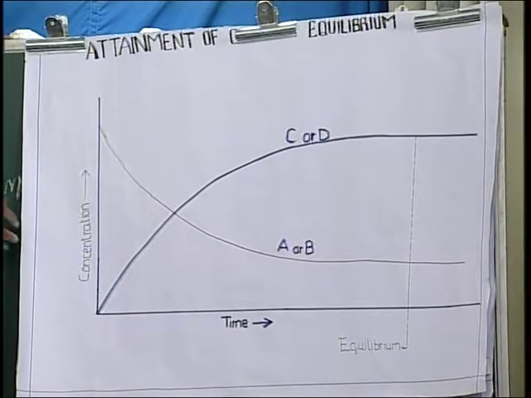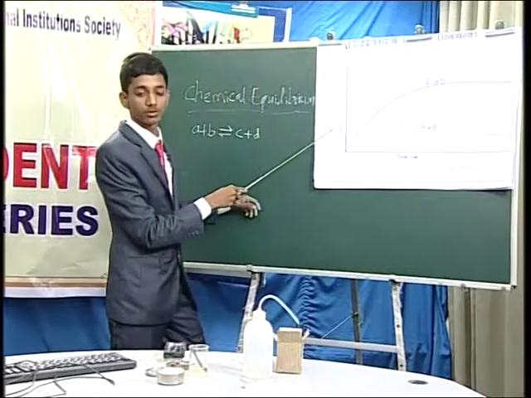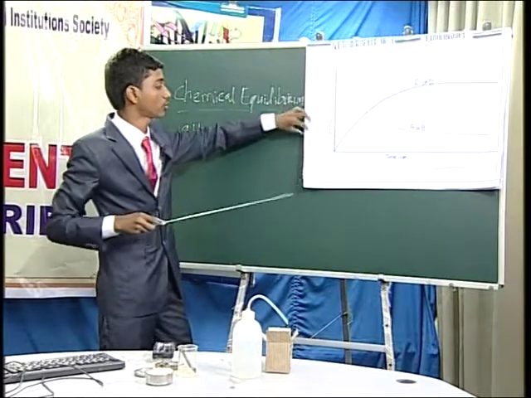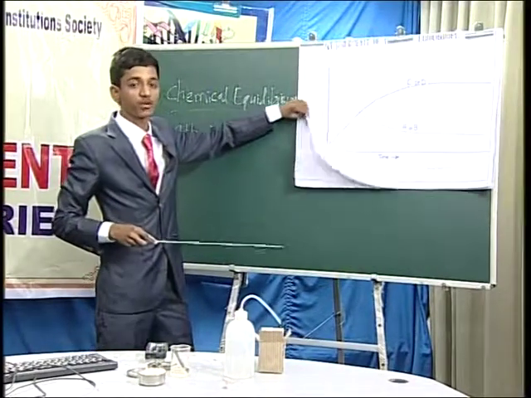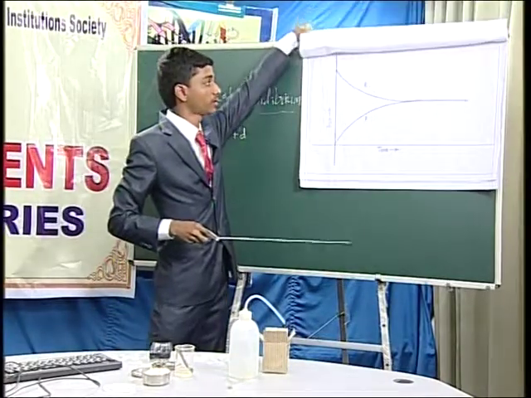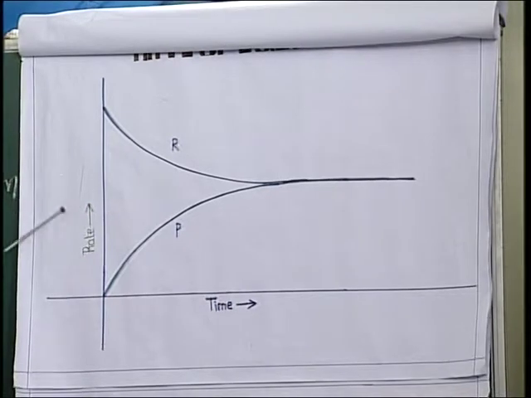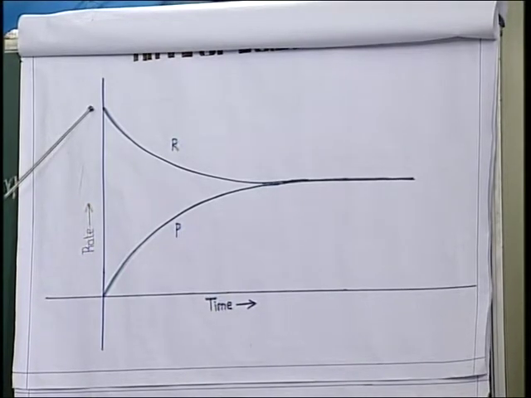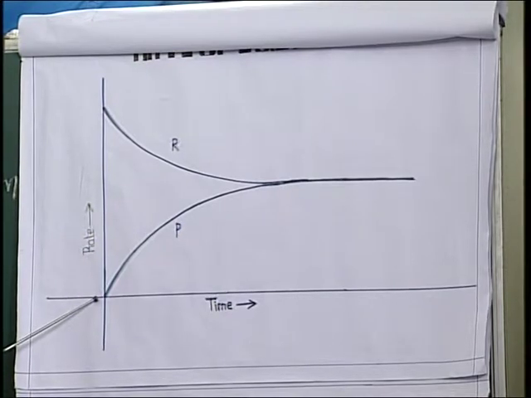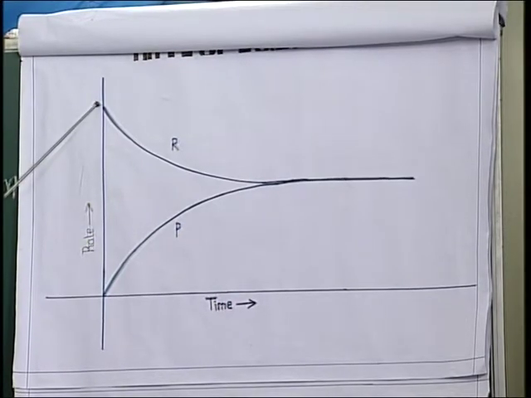And one more. Here we were looking at the concentration, but what about the rates at which the forward and backward reactions are happening? Here, the same: the concentration at the starting point is 100 for the reactants and the concentration of the products is 0. As time passes, the concentration of the reactants goes on decreasing.